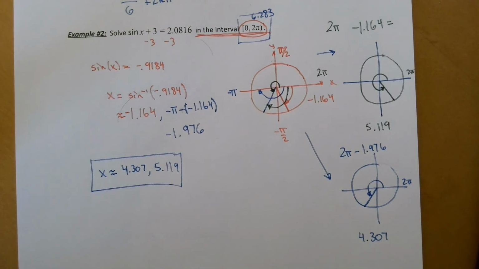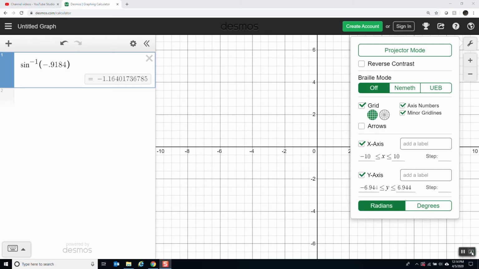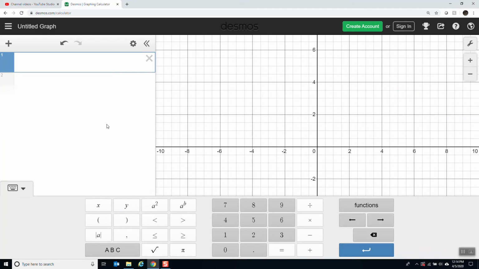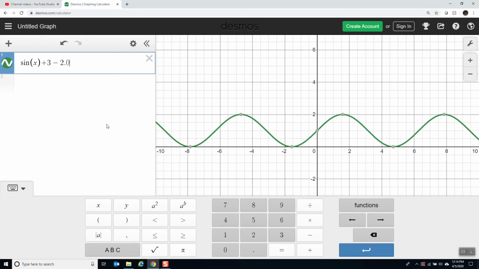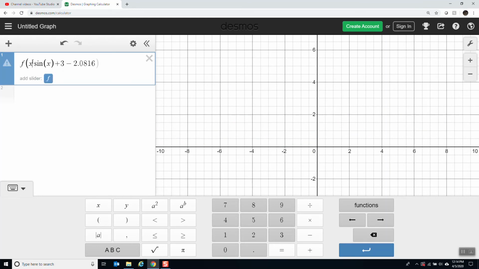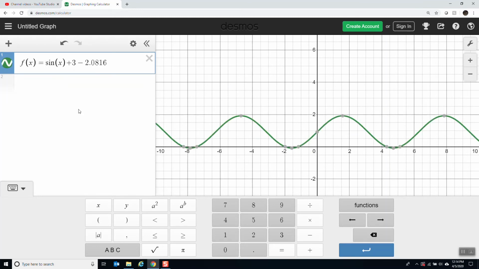Let's note this in Desmos and ensure that I did this right, because it feels like maybe I did something wrong. So I am going to use the Intercepts method, meaning where does this cross the x-axis? Now look at how lazy I am. I'm typing +3, and then I'm going to subtract 2.0816. I'm not even going to simplify that. And we're just going to call this f of x. And then all we're looking for is where does it cross the x-axis.